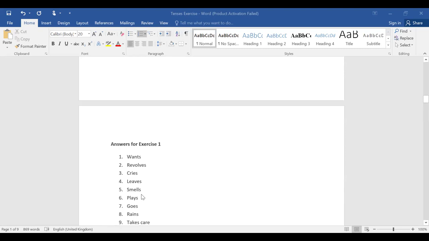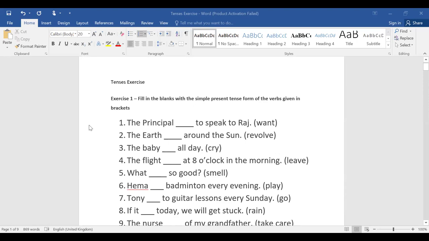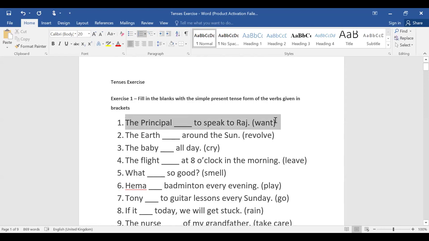So let's go back. So those of you who did not realize that these sentences are wrong, they are indeed wrong sentences. The principal wants to speak to Raj. There should be an S at the end of want. The earth revolves round the sun. The baby cries all day.